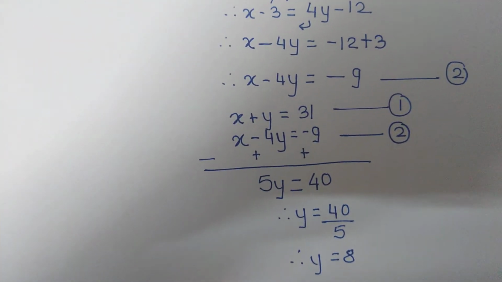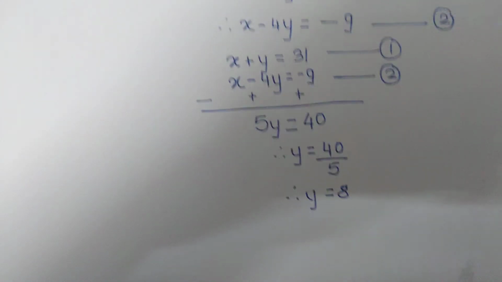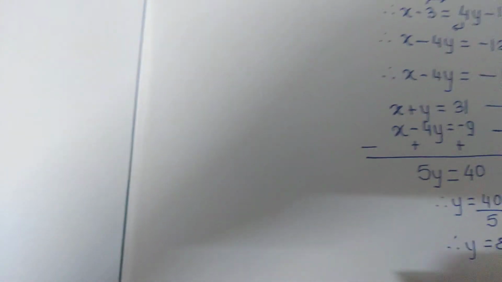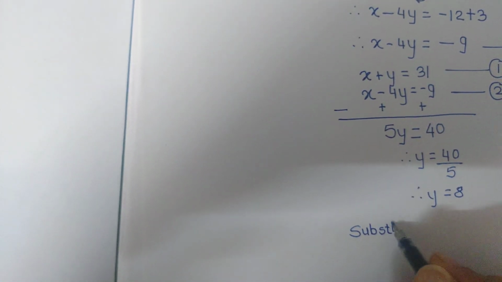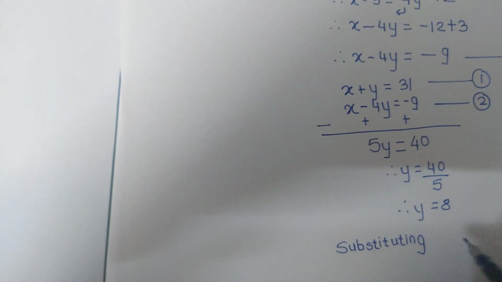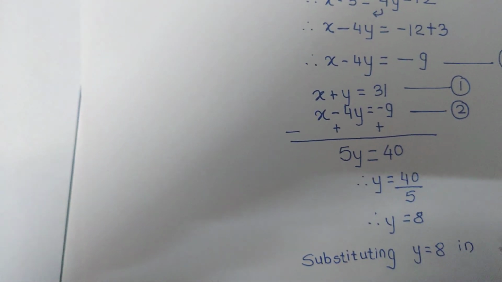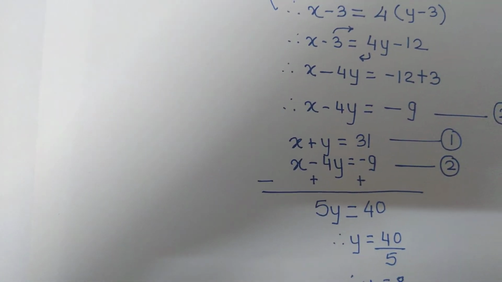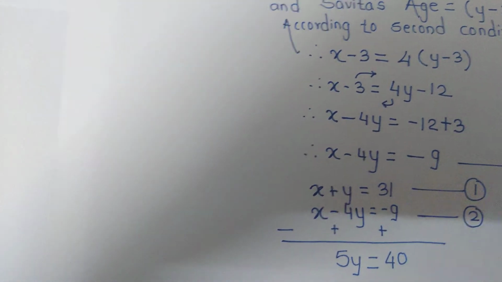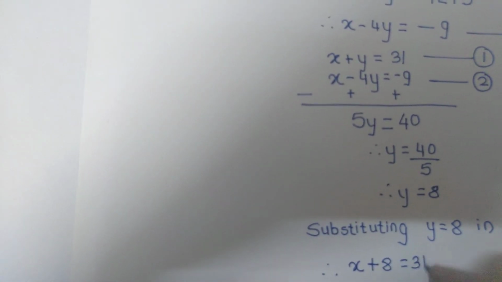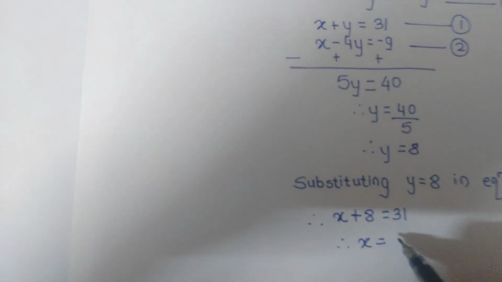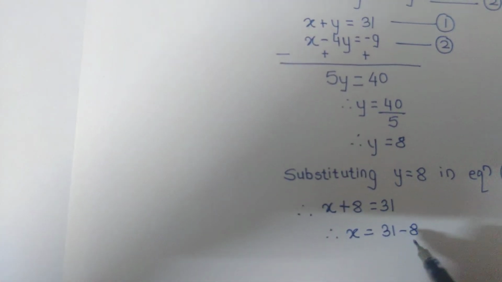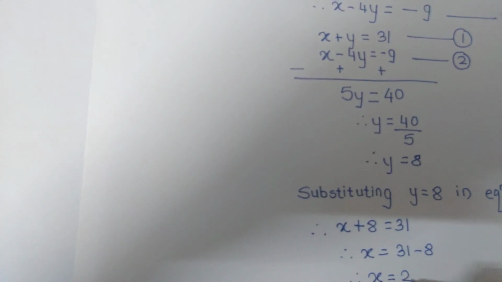We have got one unknown variable y. To find the value of the other unknown variable, let us substitute y equal to 8 in an equation. In any of the two equations, 1 or 2, we can substitute the value of y. So we put y equal to 8 in equation 1. Equation 1 is x plus y is 31. So therefore x plus 8 equal to 31. Therefore x is equal to 31 minus 8, as 8 will be transferred to the other side of equal to and its sign will change. Therefore x is equal to 23.